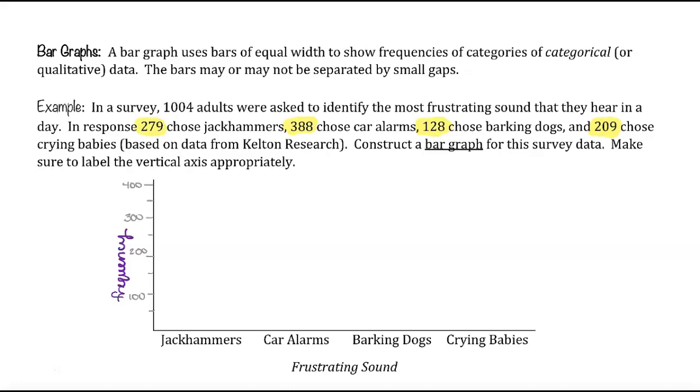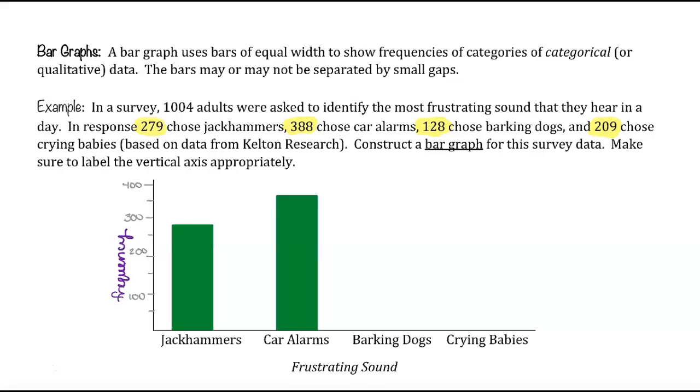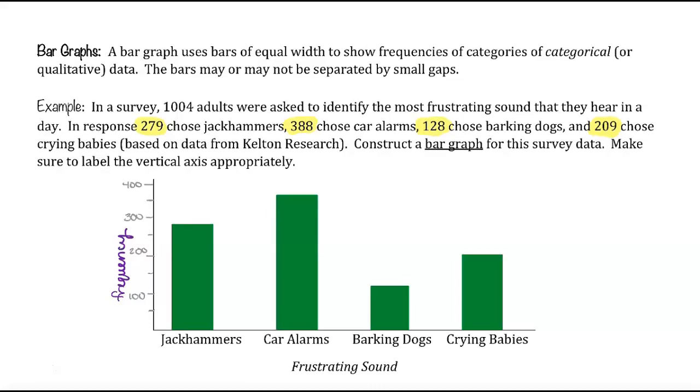We need a bar above jackhammers with a height corresponding to 279. Since 388 chose car alarms, we need a bar above car alarms with an appropriate height. And similarly for barking dogs and crying babies. Now we have a complete bar graph. Notice the major difference between a bar graph and a histogram is qualitative versus quantitative data.